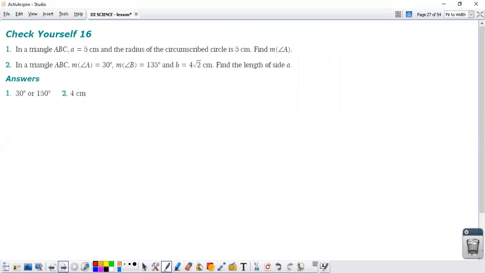And we have Check Yourself 16. That's a very good option to reinforce our knowledge. You can solve the problems for the next time.